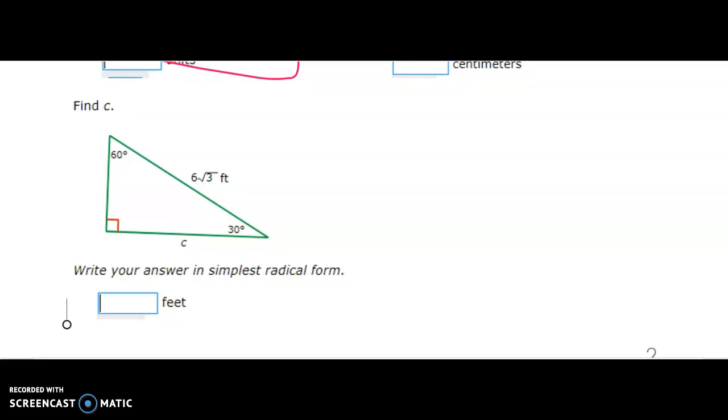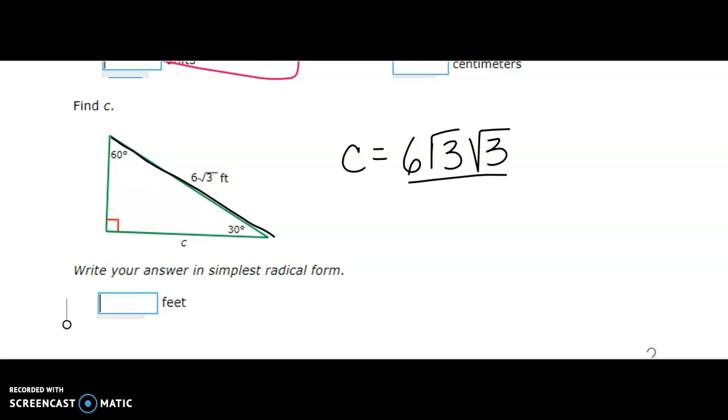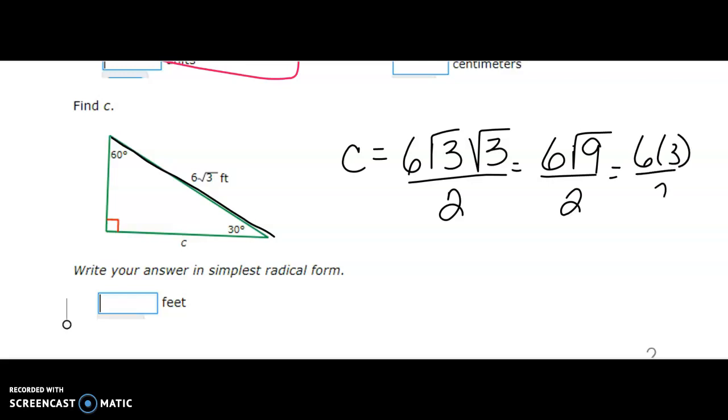Okay. So now we're given the hypotenuse. We're looking for the long leg. So 6 square root of 3. If you have the hypotenuse and you're looking for the long leg, we multiply by square root of 3 on top, even though there's already a square root of 3, and we divide by 2. Square root of 3 times the square root of 3 is square root of 9 over 2. Square root of 9 is 3 over 2. 6 times 3 is 18 over 2. So your long leg is 9.